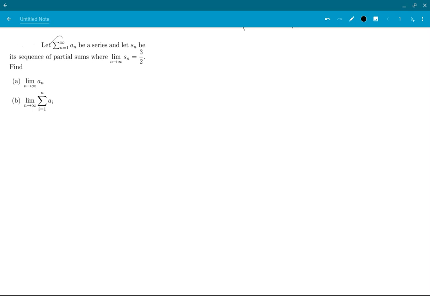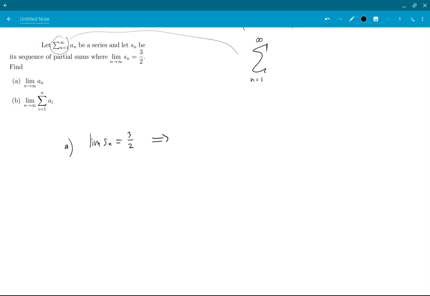Okay, well, this just means summation n equals 1 to infinity, of course. It's just written in a different way. Okay, A. So limit of Sn is 3 over 2.